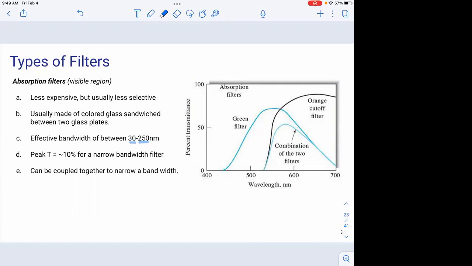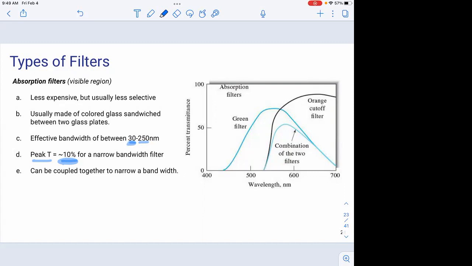And unfortunately, the peak transmission is about 10% for a fairly narrow bandwidth filter. So if I'm erring on the side of narrow, I'm going to reduce the transmission efficiency, which is usually not desirable. However, if you need a low cost option and you have a high intensity powered source, this might be for you. And so you can combine multiple filters in order to select a particular wavelength of interest to you.